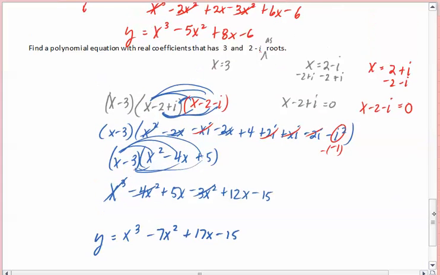If I graph it in the calculator, I'm going to see one real one at 3, and I'm going to see the rest of them as imaginary.